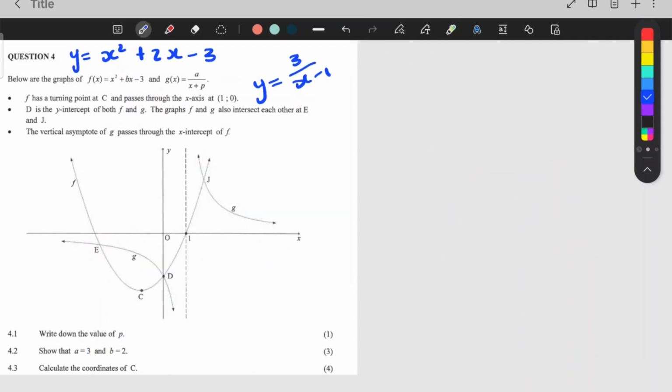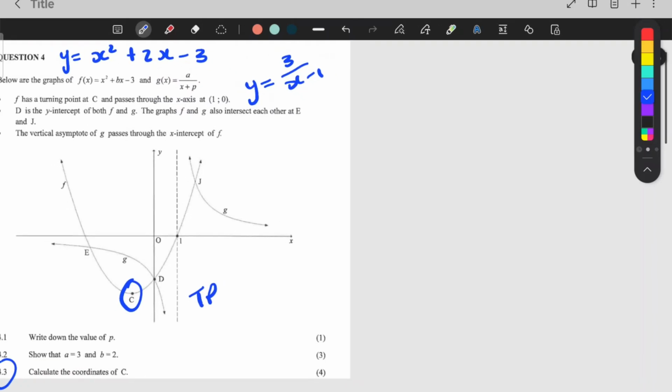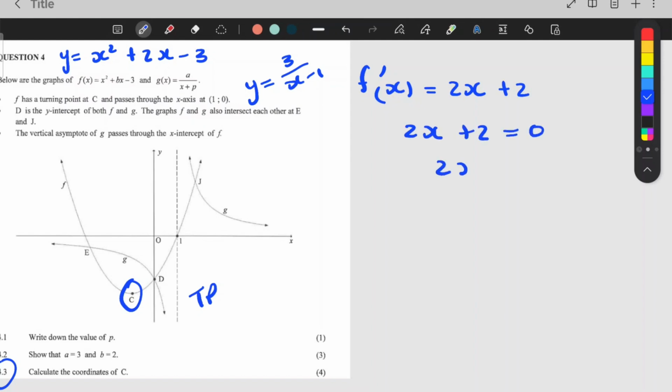So let's look at the next question. 4.3 says, calculate the coordinates of C. C is the turning point of the parabola. So for the turning point I can differentiate. When you differentiate that, you get 2x plus 2. Then I'm going to take my derivative and make it equal to 0. And then I'm going to solve for x. I get my x to be negative 1.